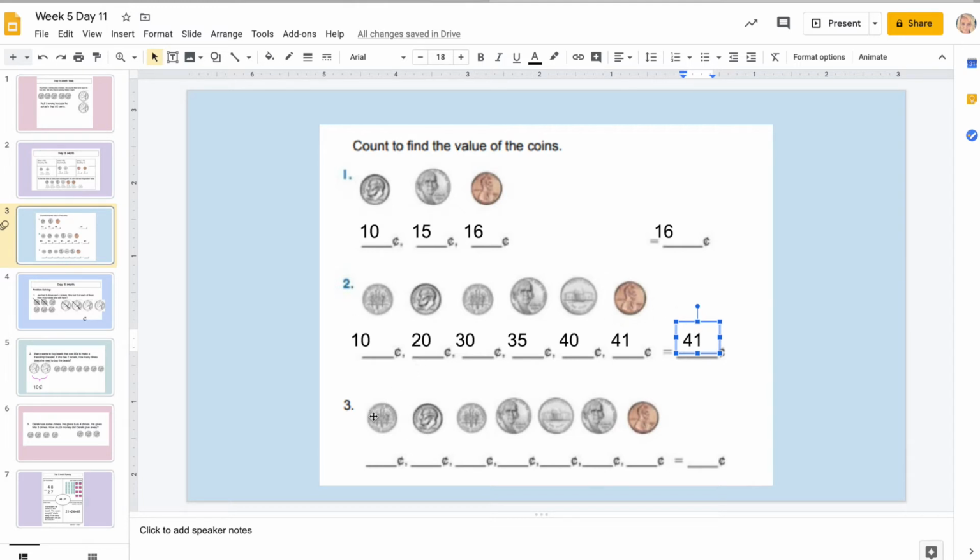Okay, I do want, like I was saying, I want you to try number 3 on your own. If you have any questions, reach out on class tag or put your question in the comments below and I will get back to you on that. Just remember you're skip counting based on the value of the coins.